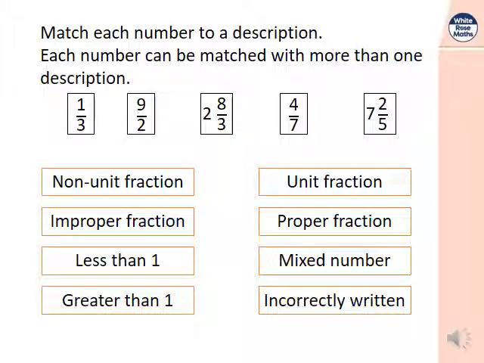Here is your get ready question, it says match each number to a description. Each number can be matched with more than one description. So you have 6 different fractions here. You have to look at these fractions carefully, and then you've got 8 statements that match the description of that number. So you need to decide which of those, and like it says, it might be one, it might be more than one. So have a really good think. If you can't remember what some of these words mean, you can look back, you can Google and find out what they mean to help you out. So pause the video and have a go at these questions.